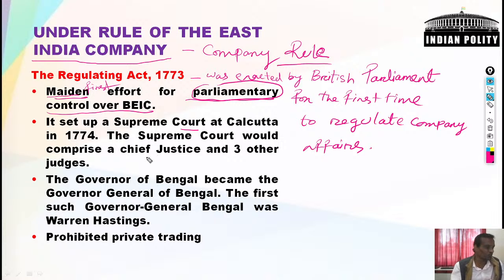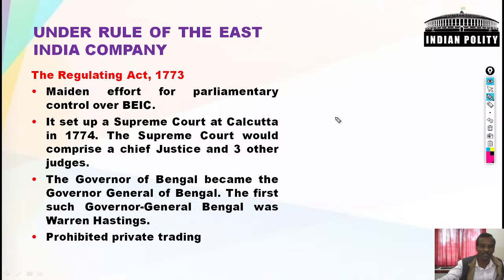Then it set up a Supreme Court at Calcutta. It provided for a Supreme Court. So a Supreme Court was created to regulate British law, and in this Supreme Court there was one Chief Justice and 3 judges. But the most important thing under the Regulating Act is that the Governor of Bengal became Governor General of Bengal, and Warren Hastings was the first Governor General of India.